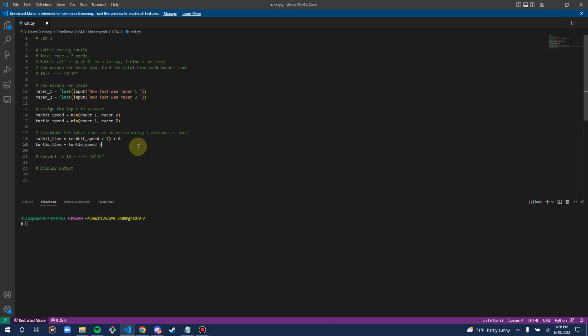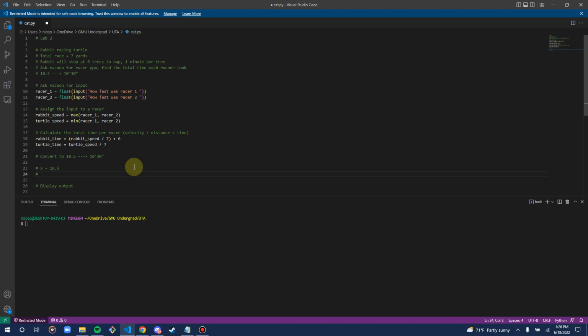So turtle's speed divided by 7. Now that we have both speeds, we need to figure out how to convert these to this. Well, I'm just going to quickly add some comments about how theoretically you need to do this. A lot of you guys knew that you needed to isolate the 10 and then the 0.5 and somehow make that 0.5 a 30. Well, the way you can do that is, let's say x equals 10.5.